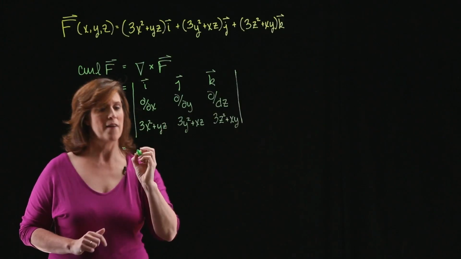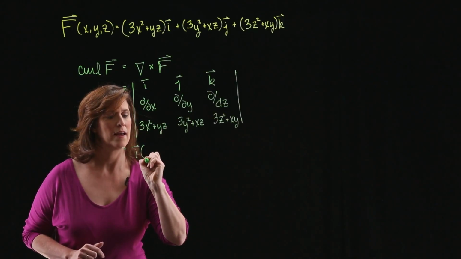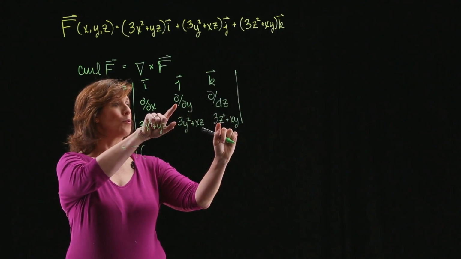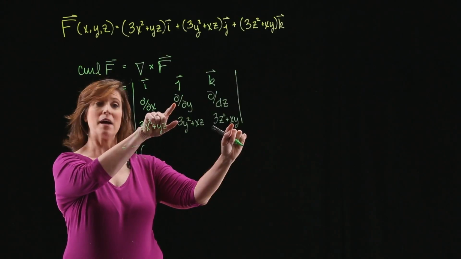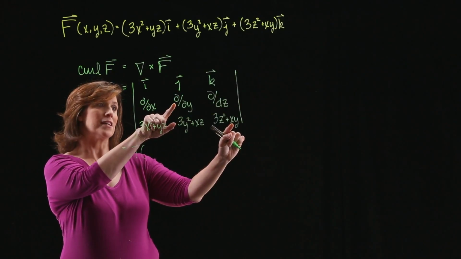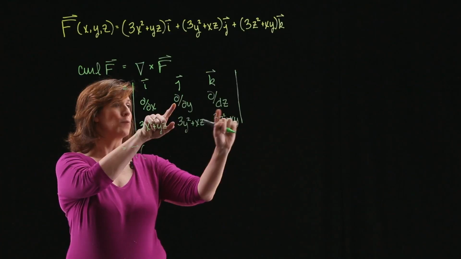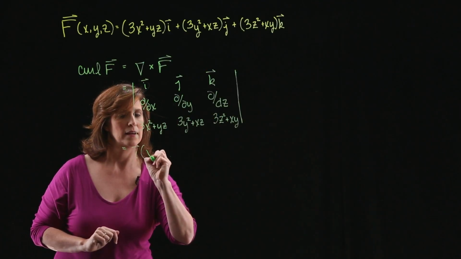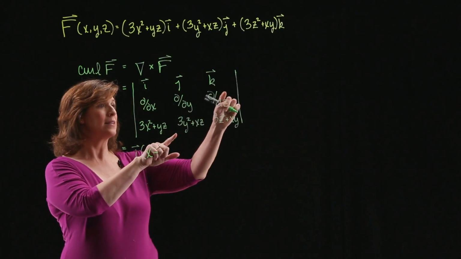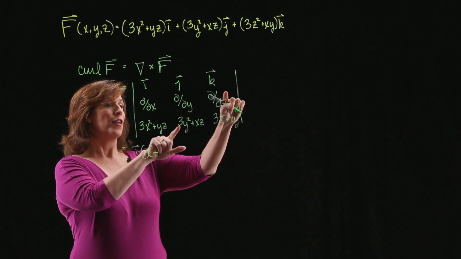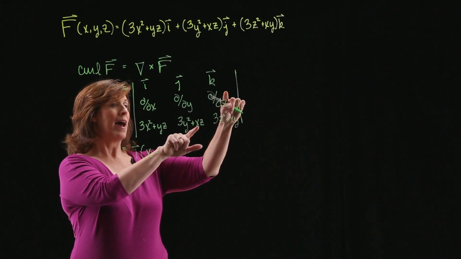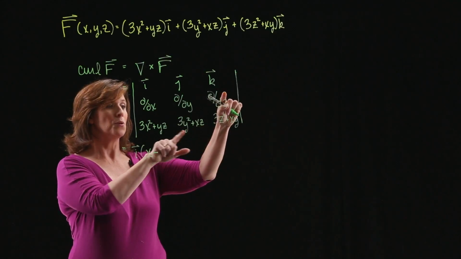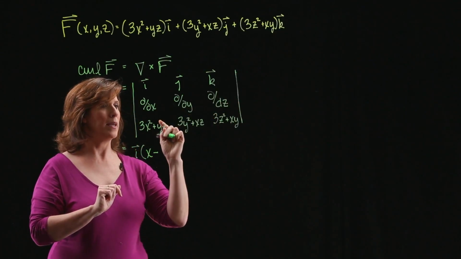So we'll begin with my vector i. And using my determinant form, I'll take the partial of 3z squared plus xy with respect to y. So everything is treated as a constant except for the y. So the derivative of 3z squared is 0, and the derivative of xy will just be x. Then I need to subtract the partial of 3y squared plus xz with respect to z. Again, everything is treated as a constant except for the z, so this partial will also be an x.